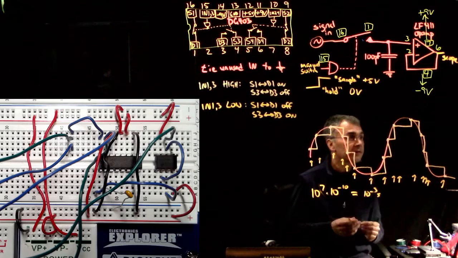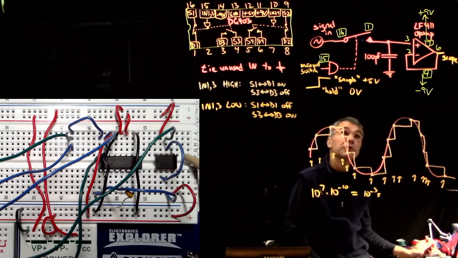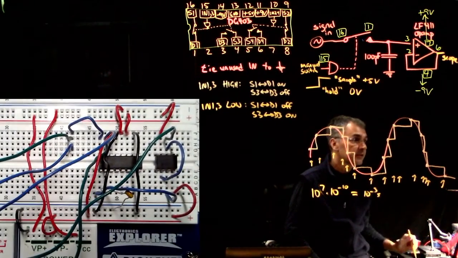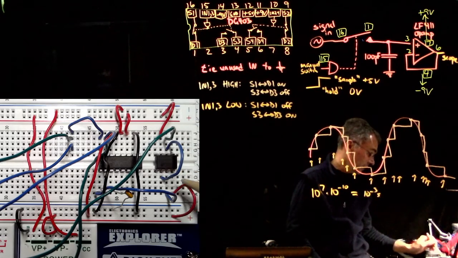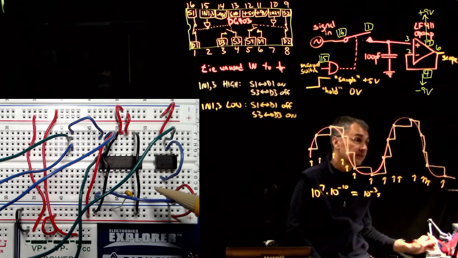Okay, let's see how this is wired up. So we have the DG403 on the left. We have the LF411 OpAmp on the right. Let's start with the OpAmp. So pin 1 we don't need. Pin 2, we have a negative feedback from pin 6 back to pin 2. So that's this blue wire. Pin 3 is the signal coming in from pin 1 of the DG403, so that's this blue wire.